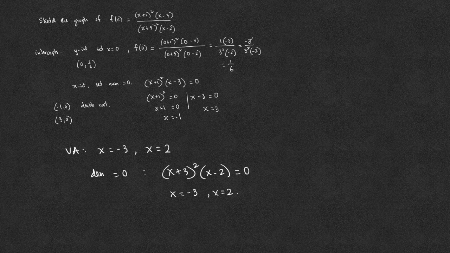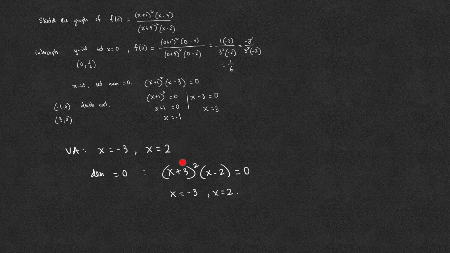Just because the denominator is 0 doesn't mean that it is a vertical asymptote right away. We still need to check to see if there is any common factor in the numerator. If there is a common factor in both the numerator and the denominator, then we won't have a vertical asymptote. In those cases, we will have a hole instead. In this case, there's no factor of x plus 3 in the numerator, and there's no factor of x minus 2 in the numerator. And so we know that the vertical asymptotes are x equals negative 3 and x equals 2.